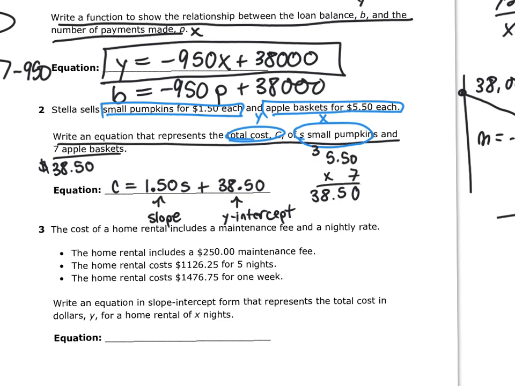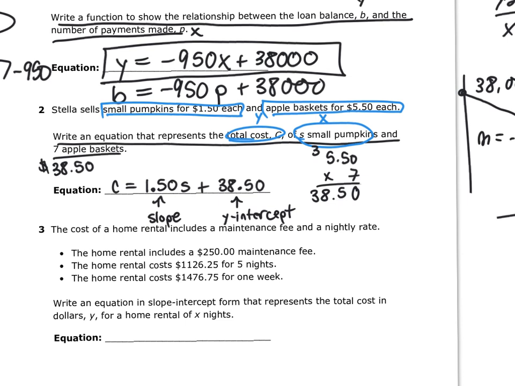This next problem is about maybe renting an Airbnb. It says the cost of a home rental includes a maintenance fee and a nightly rate. The home rental includes a $250 maintenance fee. The home rental costs $1,126.25 for 5 nights. And the home rental costs $1,476.75 for 1 week. Write an equation in slope-intercept form that represents the total cost in dollars, y, for a home rental of x nights.